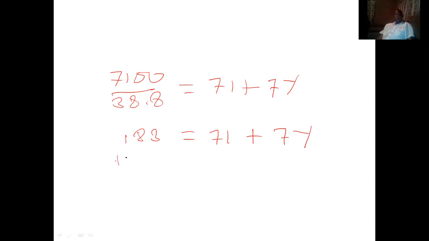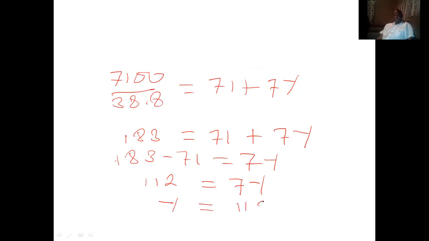And so we have 183 minus 71, which is equal to 7y. So we have 112 is equal to 7y. Therefore, y will be equal to 112 divided by 7, which is equal to actually 16.